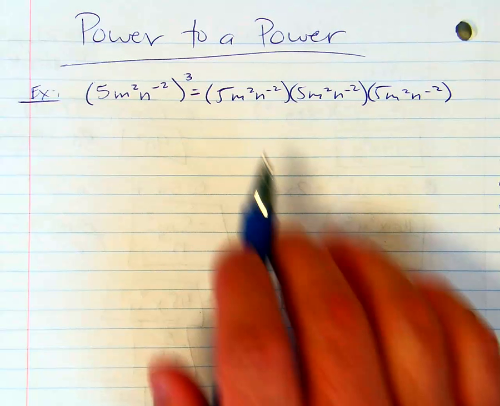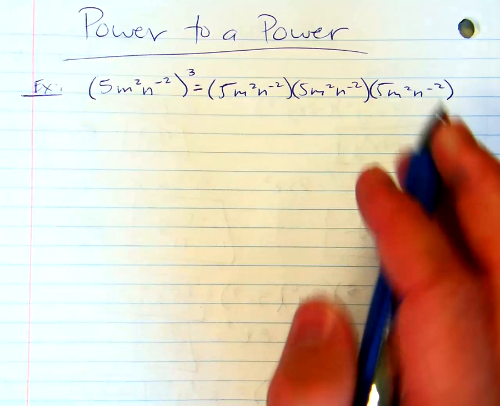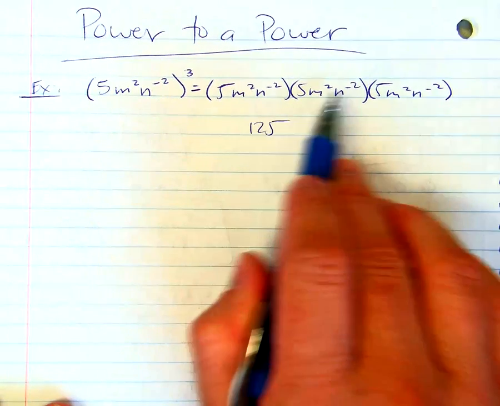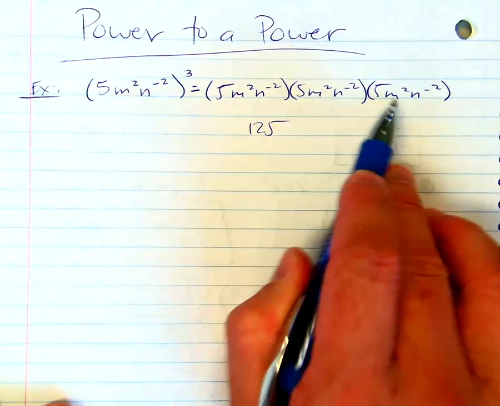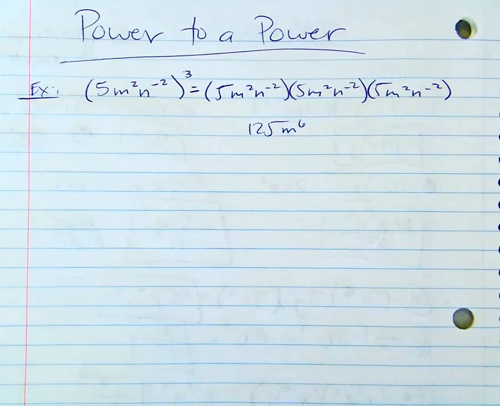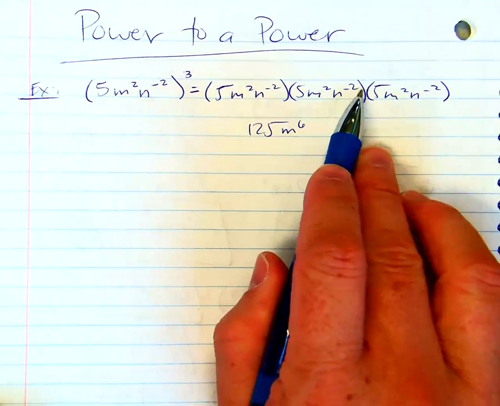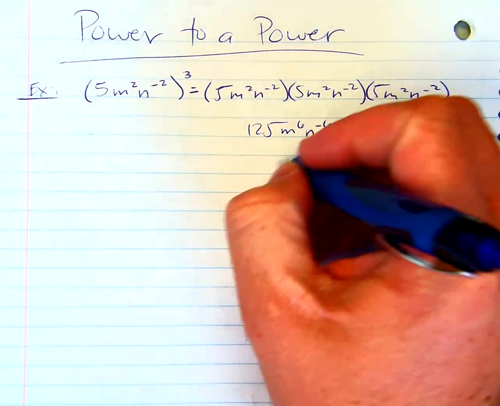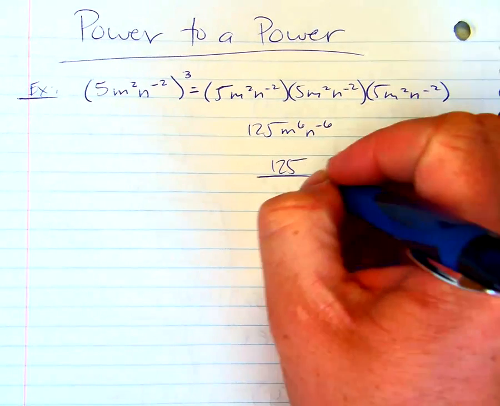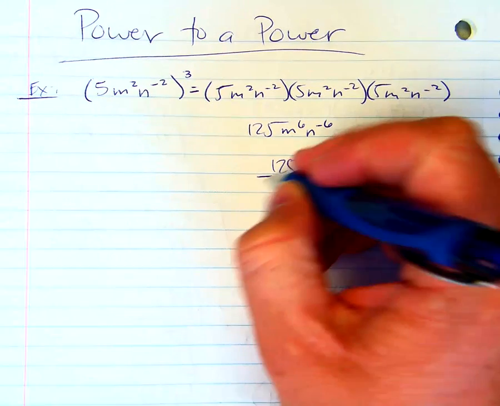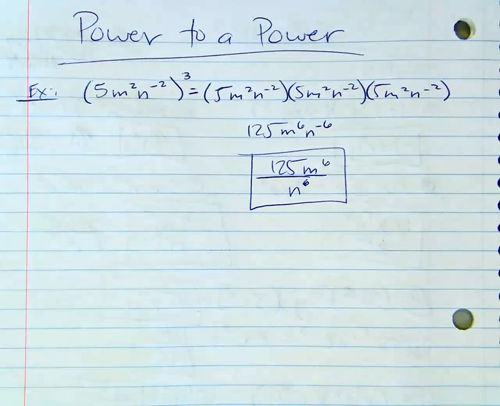So I would multiply 5 times 5 is 25, times another 5 is 125. I would add my exponents on the common variables, so m to the second, so 2 plus 2 plus 2 makes m to the sixth. I would do the n's, negative 2 plus negative 2 plus negative 2 give me n to the negative sixth. And because it's negative, I would move it to the bottom. So I'd have 125 m to the sixth all over n to the sixth. And that would be a correct final answer. So that is one option for how you can do these problems.